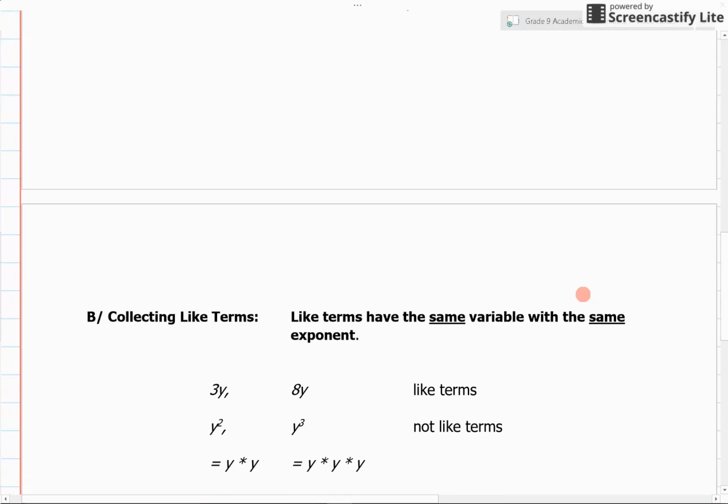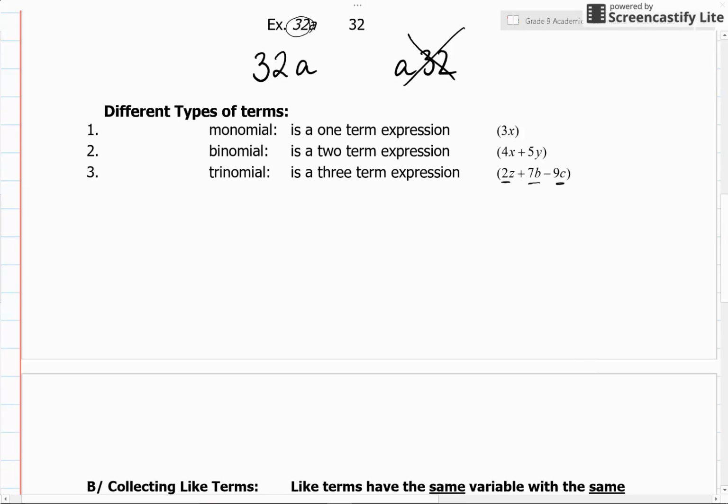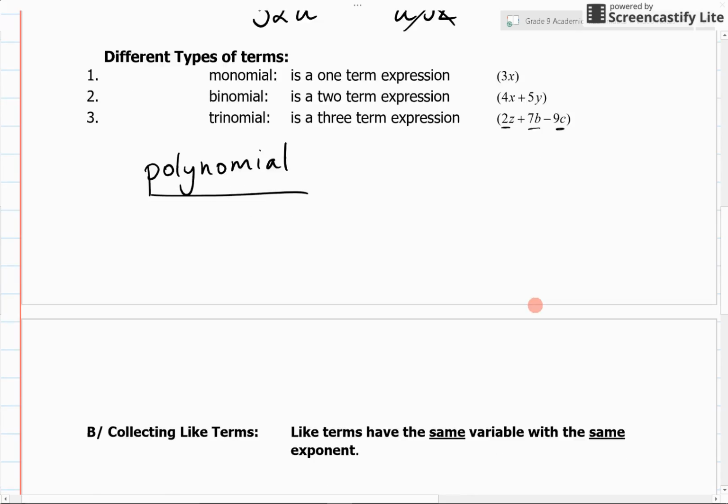By the way, an expression in general terms would be called a polynomial. An expression with more than one term. But specifically, we have monomials, binomials, and trinomials. You can have ones with 4 terms, 5 terms, etc.